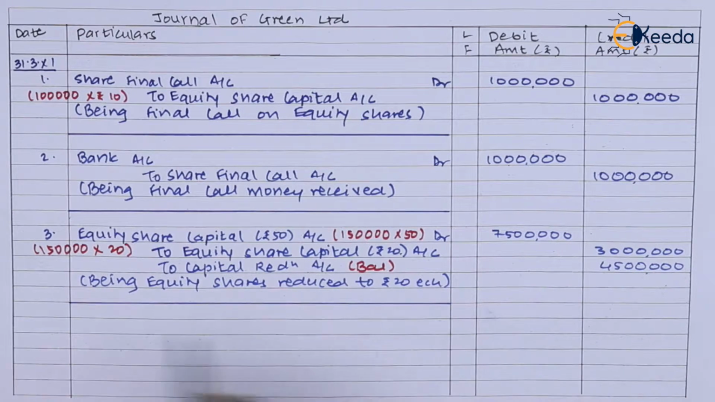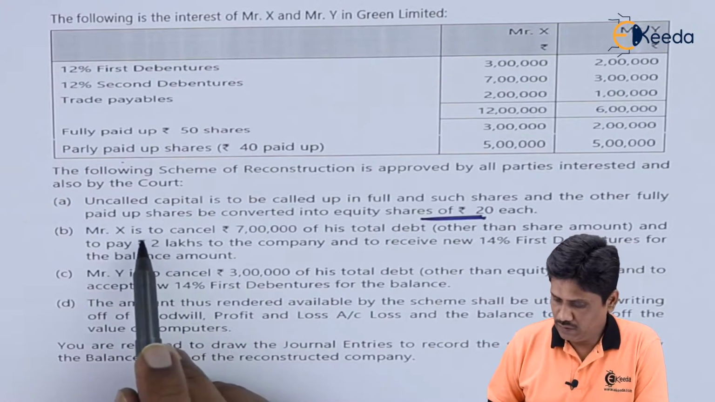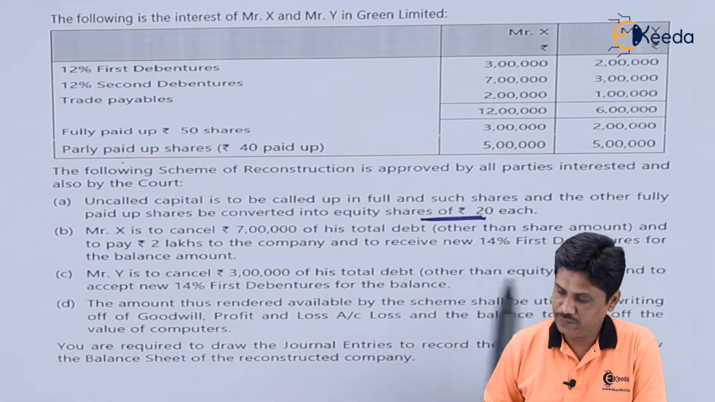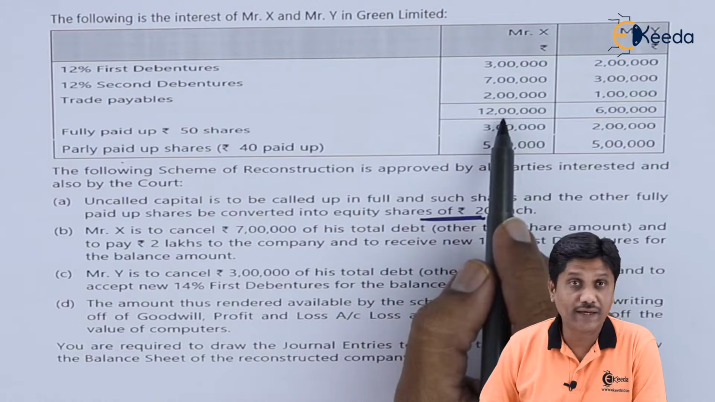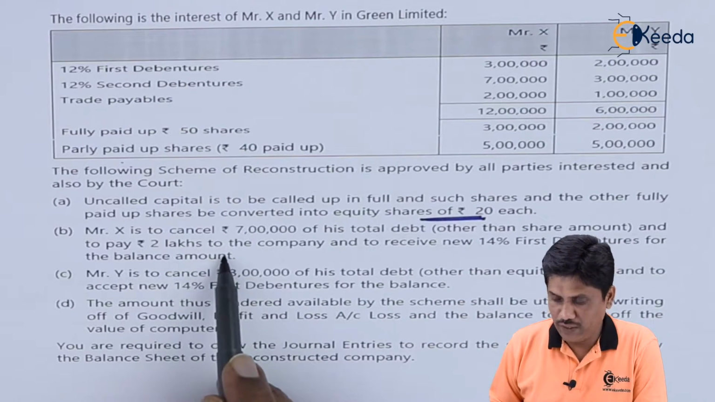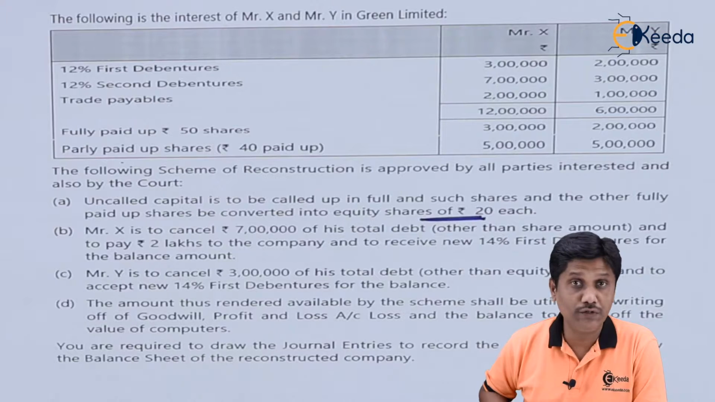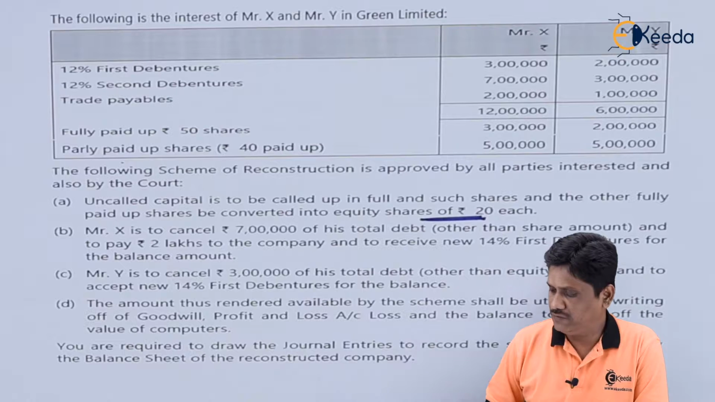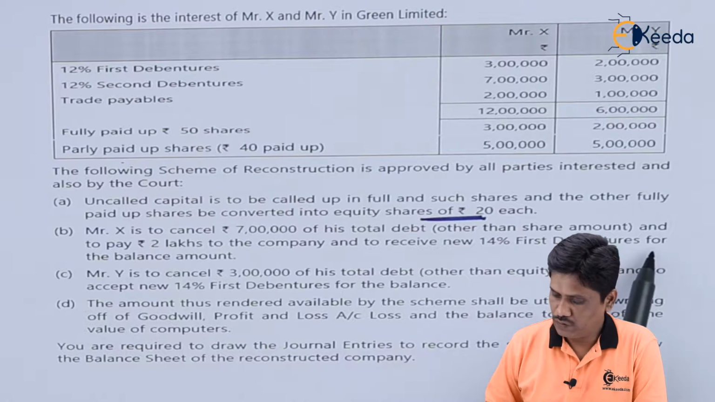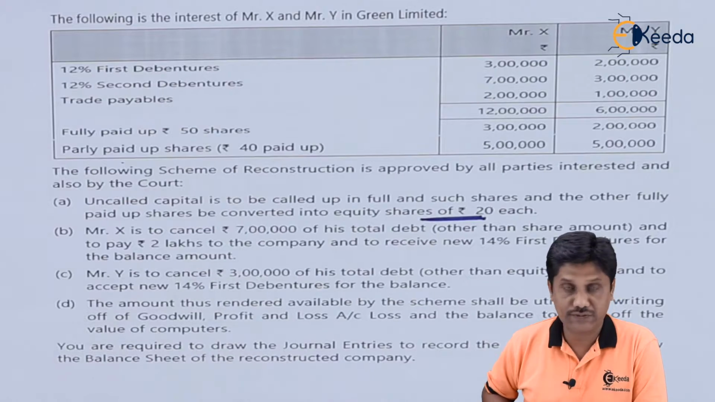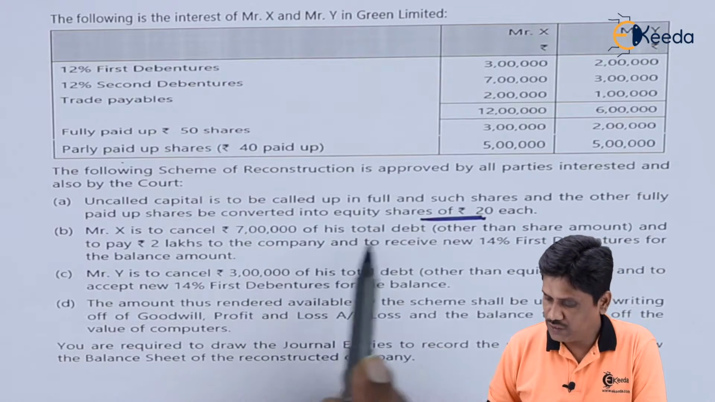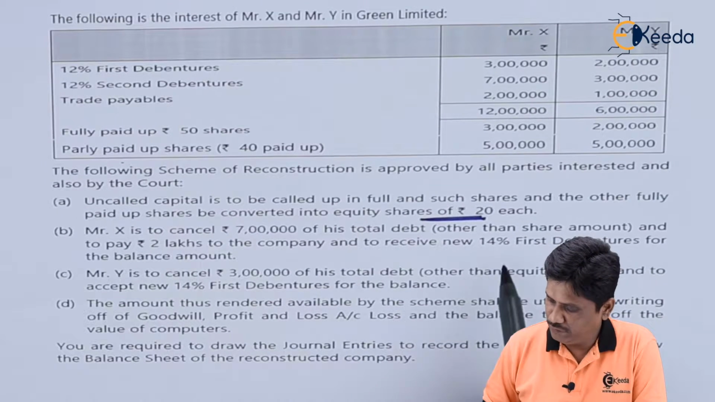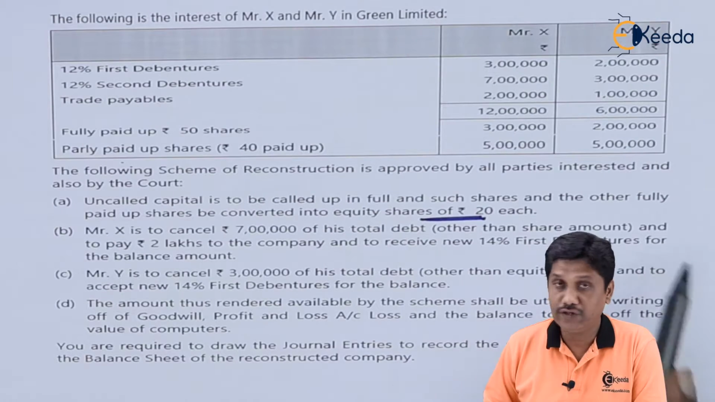Let's see the next transaction. Number B information says Mr. X is to cancel 7 lakh of his total debt other than share amount, that is he is going to cancel this 12 lakhs and pay rupees 2 lakhs, plus he will pay you 2 lakhs, that means total due comes to 14 lakhs, and to receive 14% first debenture for the balance. Out of total 14 lakh dues, he is going to cancel 7 lakh, and of course the remaining 7 lakh is to be paid, for which we have given 14% first debenture.